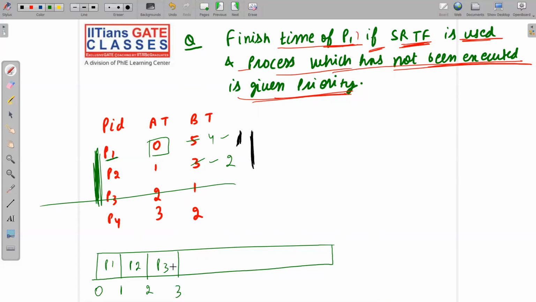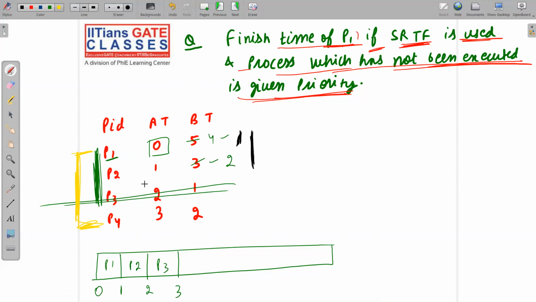Whenever you write something here, you immediately cut the burst time, and if a process is over, you simply cut it like this. So P3 is over now. At time 3, I have 3 choices. Please don't say 4 choices. P3 is over, I have no choice there. So I have 3 choices: P1, P2 and P4.